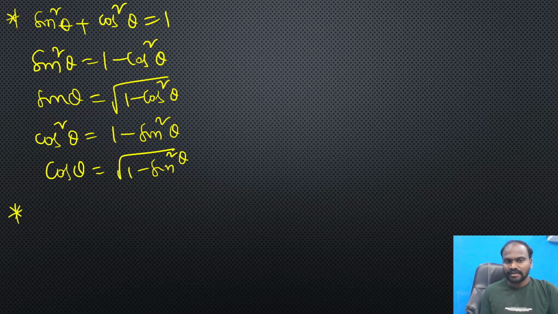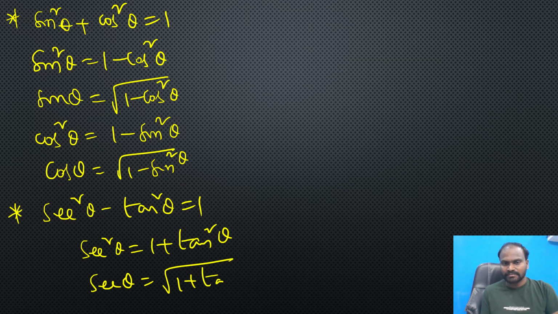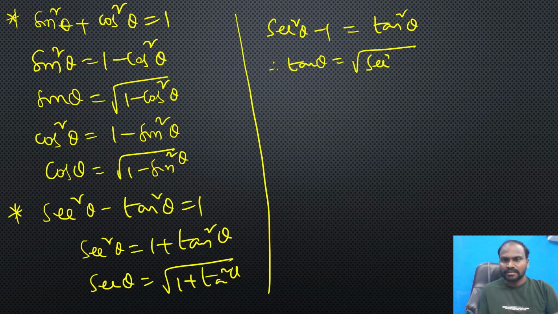And the next identity we have is secant square theta minus tan square theta is equal to 1. So from this we can write secant square theta is equal to 1 plus tan square theta, right? Then secant theta is equal to the square root of 1 plus tan square theta. And next, if you move 1 to the other side, you will get secant square theta minus 1 is equal to what? Tan square theta. Then tan theta is equal to under root of secant square theta minus 1.